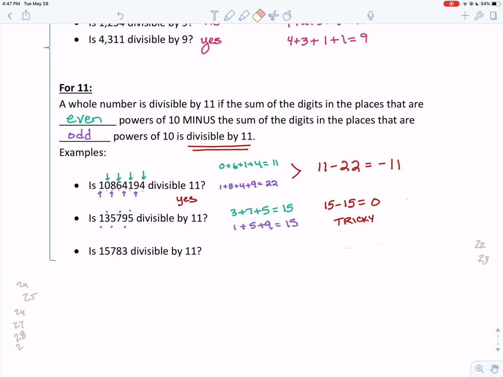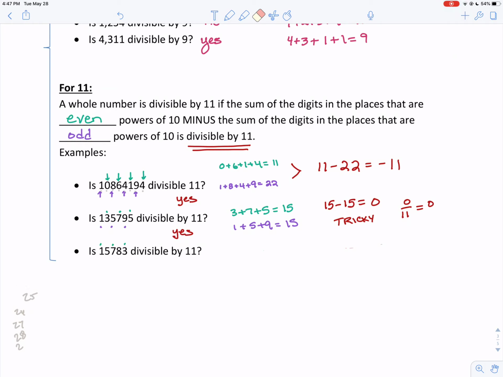This one is a little tricky. Is 0 divisible by 11? 0 divided by 11 is 0, and I have no remainder. So that's a little tricky, but yes, it is divisible by 11. Let's do one last one.